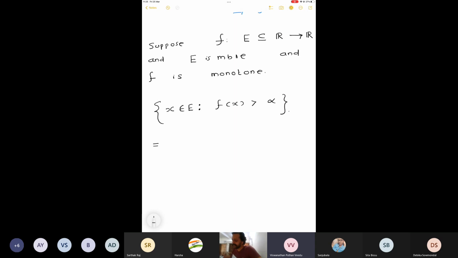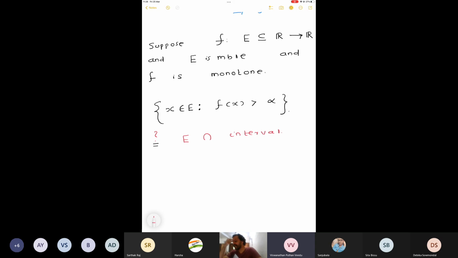So can I say that this will be E intersection an interval? That's what one of your friends was suggesting. Can I say that this is E intersection an interval? Is it right? If yes, again we are done. Interval is measurable, E is measurable, therefore this is measurable. Can I see that?